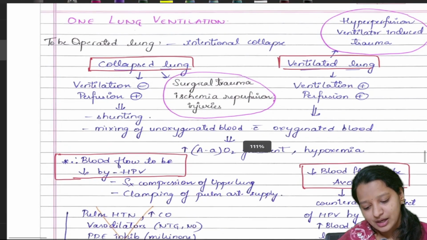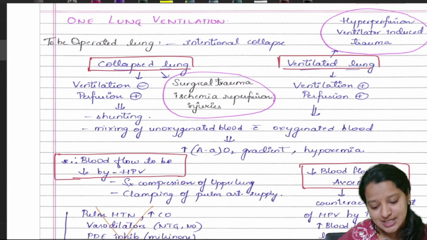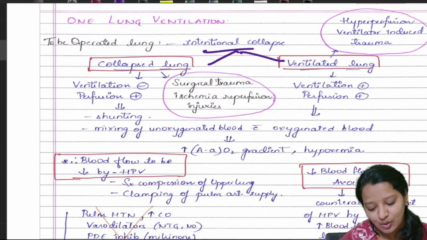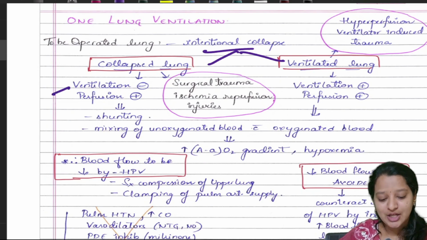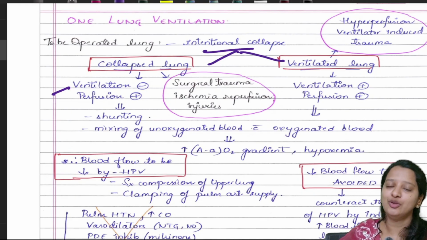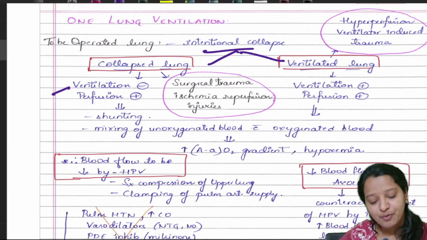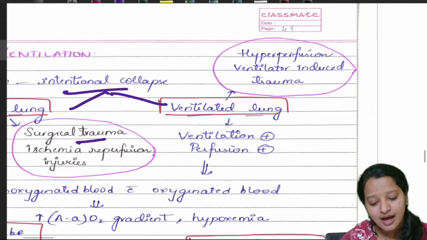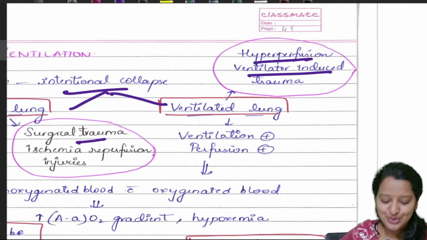Coming to one lung ventilation, there is intentional collapse. So there are two types of lungs here, the collapsed lung and the ventilated lung. In the collapsed lung, there would be no ventilation, and in the ventilated lung, there would be both ventilation and perfusion. The problems which might happen in the collapsed lung are surgical trauma and ischemic reperfusion injury, whereas the problems in the ventilated lung are hyperperfusion and ventilator induced lung injury.